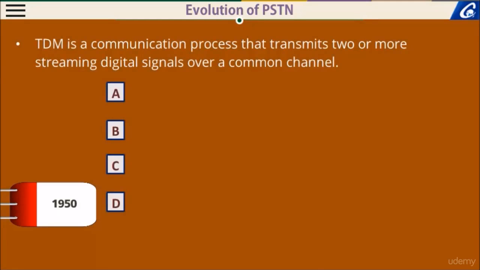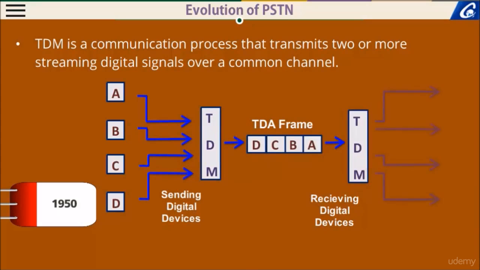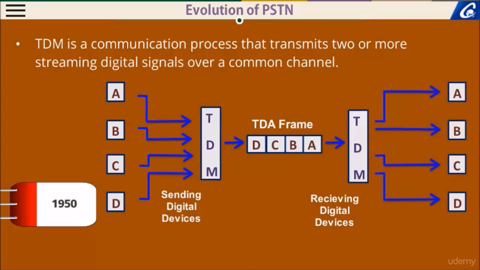In 1950, time division multiplexing, or TDM, was introduced. TDM is a communication process that transmits two or more streaming digital signals over a common channel. In this example, interleaved inputs A, B, C, and D are sent to the multiplexer, and it outputs them on one data stream, on a physical trunk line. The demultiplexer does exactly the opposite of this.